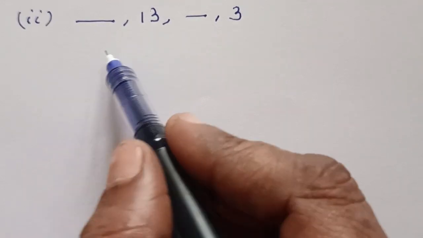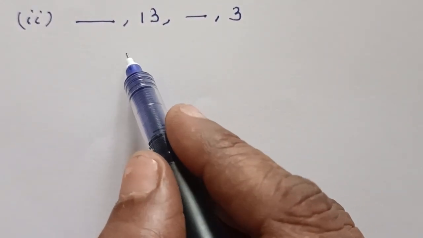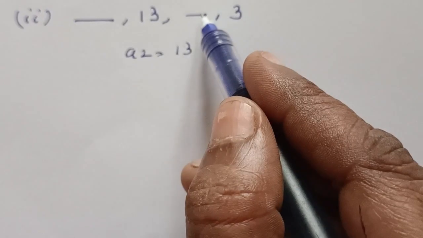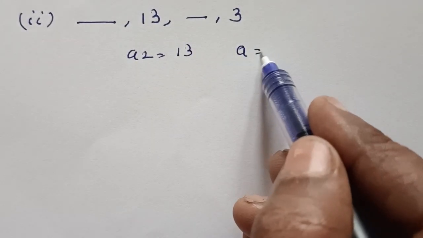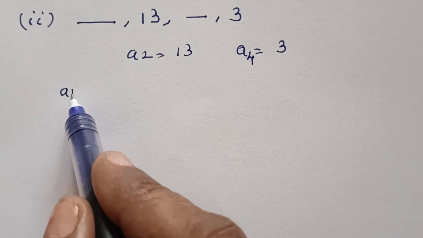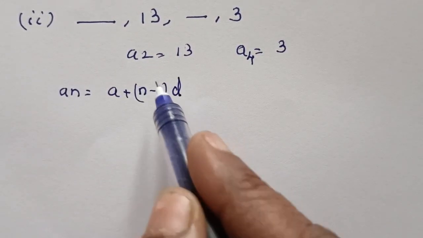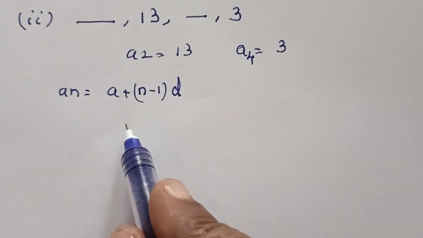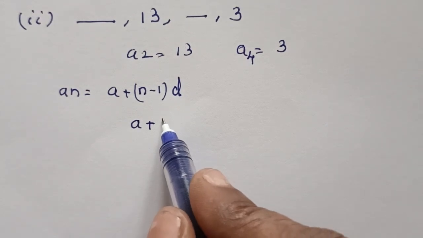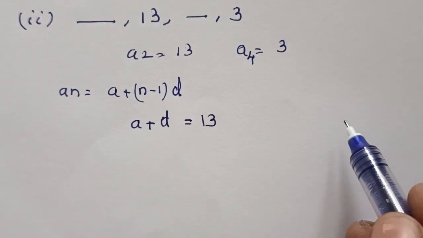Second question: dash, 13, dash, 3. The first term a is not given. a2 is given, second term a2 equals 13. a3 not given. a4 equals 3. Now write the formula: an equals a plus (n minus 1) into d. Here a2 equals 13 means a plus (2 minus 1), 2 minus 1 is 1, 1 into d. So a plus d equals 13.